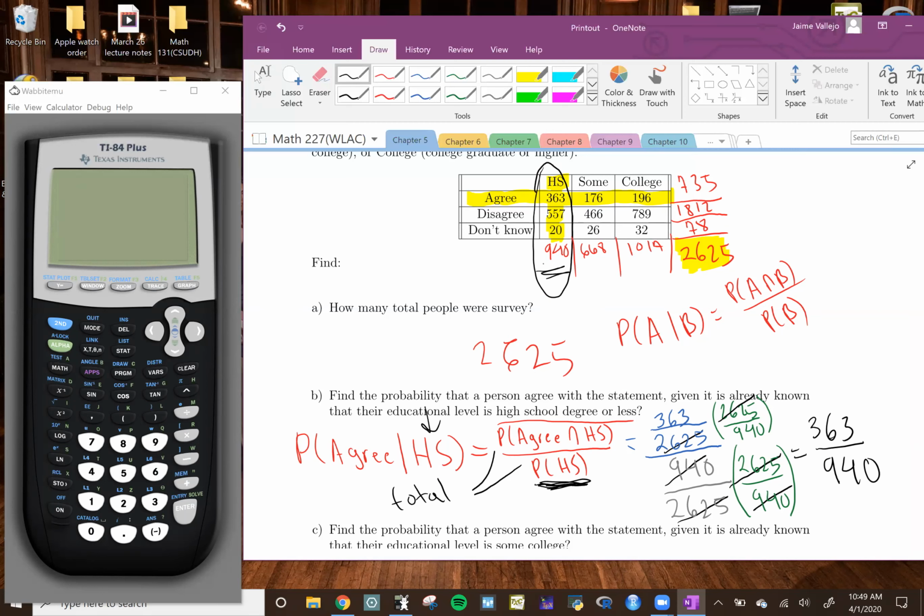But you could just do this logically: there are 940 people who have a high school diploma or less, and 363 of them agree with the statement. So you do 363 divided by 940. Anytime you're using a two-way table, you really don't want to use the formula. It will be much easier if you just use logic. But that's it for B. Actually, let me get the percentage for that. All right, any questions for B?